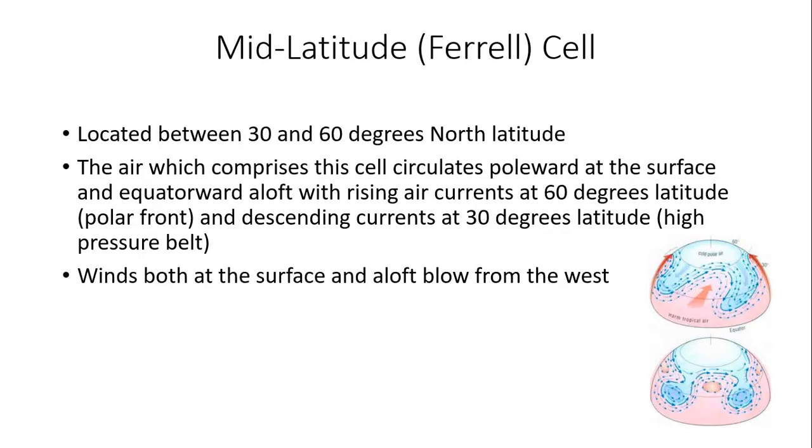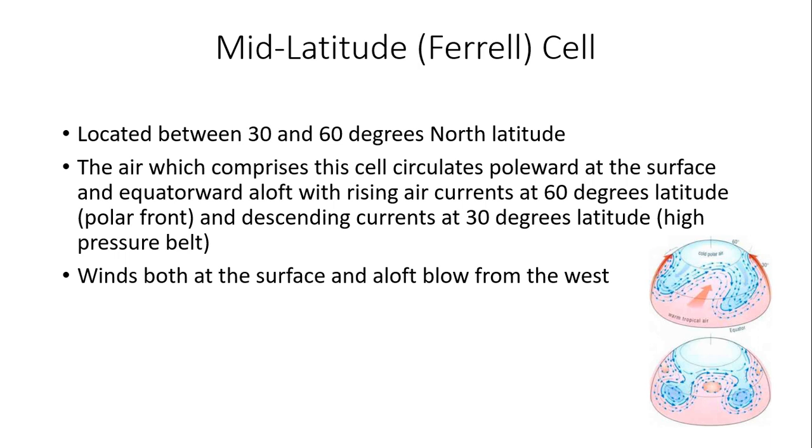Moving north now to latitudes 30 to 60 degrees north latitude, that's where we live here in the United States. This is known as the Ferrel cell, by the way, or the mid-latitude cell. The air which comprises the cell will circulate poleward at the surface and then move southward or equatorward aloft, with rising air currents at 60 degrees latitude, and that's known as the polar front. The polar front is the area where your polar easterlies are going to meet up with your mid-latitude westerlies, and it's going to create a lot of rising air motion. And then you also have the descending currents, which occur at the 30 degrees latitude high pressure belt.